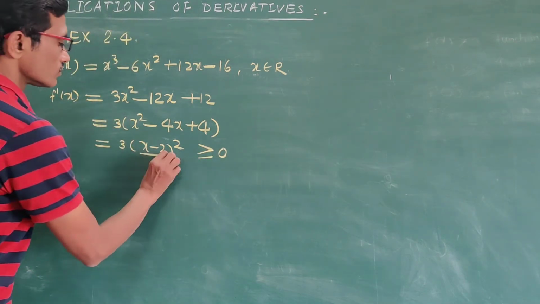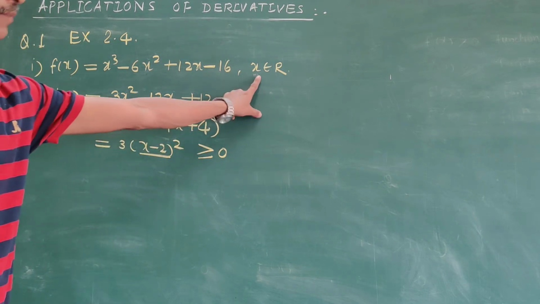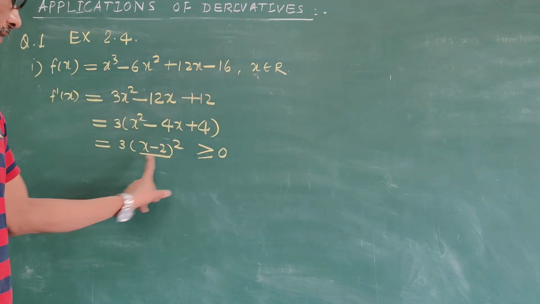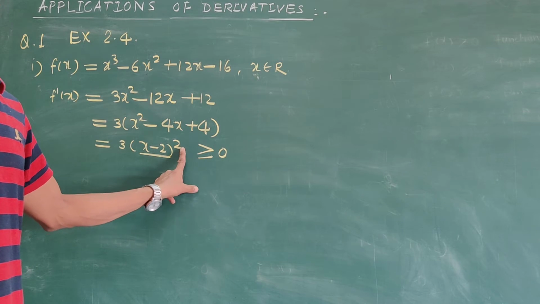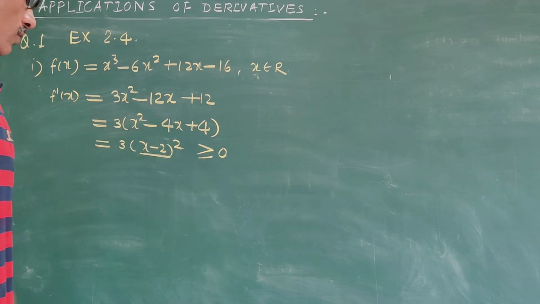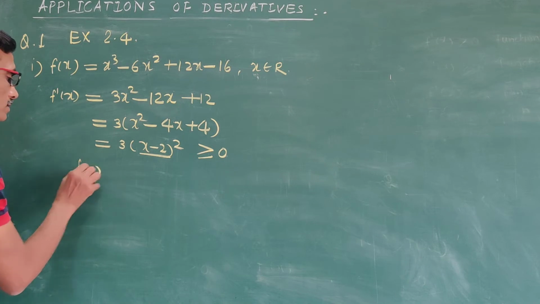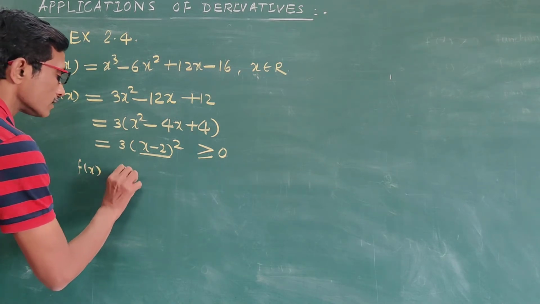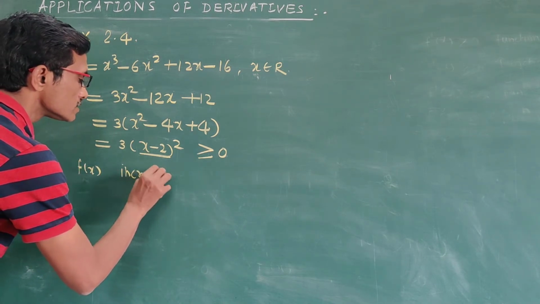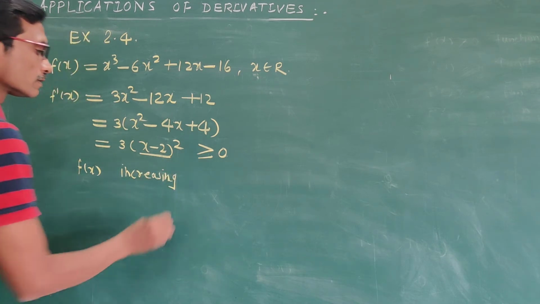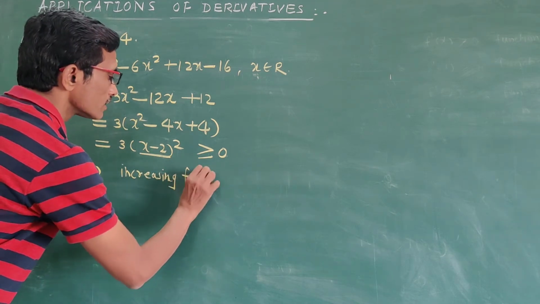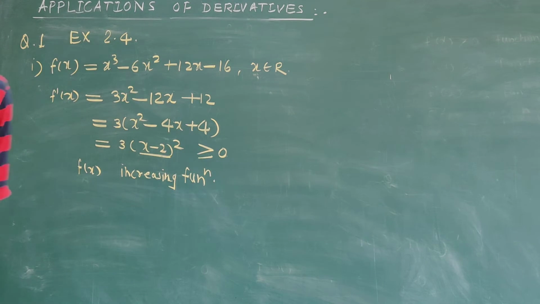Because x + 2 is a real number as x is a real number, its square is always non-negative. So it is greater than or equal to 0. That means our function f(x) is an increasing function.